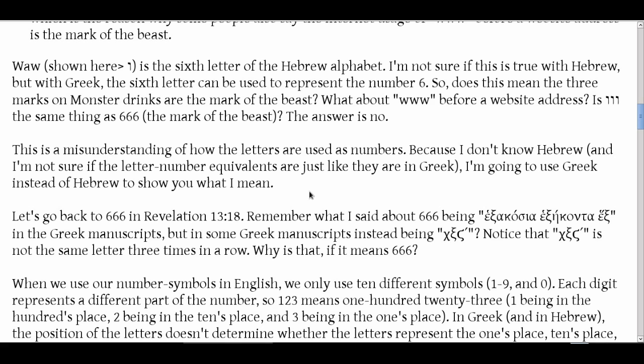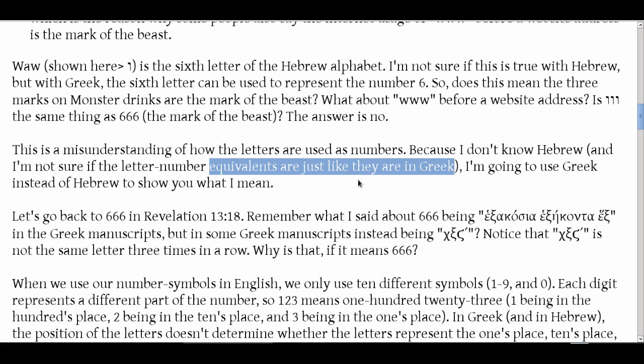Because I don't know Hebrew, I'm not sure about the letter number equivalents, so in other words, the first letter equals one in Greek. I don't know if that's true in Hebrew, though I know I'm a little confused about some of it. Actually, I'm pretty sure that at least the first letter is one, all the way through nine. I think I know that, but then the other letters I'm not sure. It's a little confusing for me because I don't understand Hebrew.